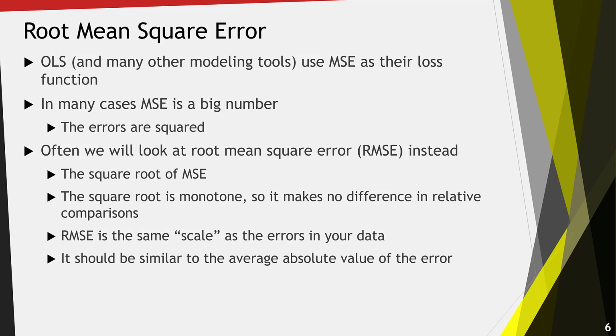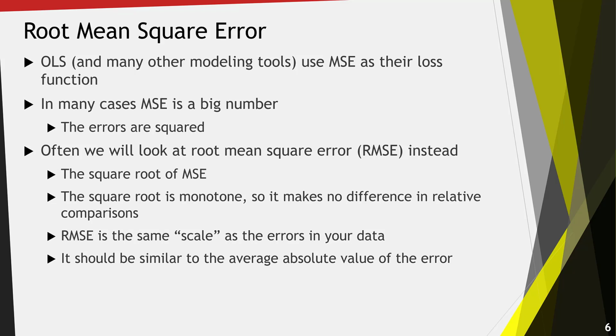When we're looking at the value of the loss function, we're often going to look at root mean square error instead. This is just the square root of mean square error. The square root function is monotone, which means that it preserves the order and relative comparisons. If you take a big number and a small number and take the square root of them, the small number will still be smaller than the big number, so it makes no difference in relative comparisons. The root mean square error, though, has the same scale as the errors in your data.